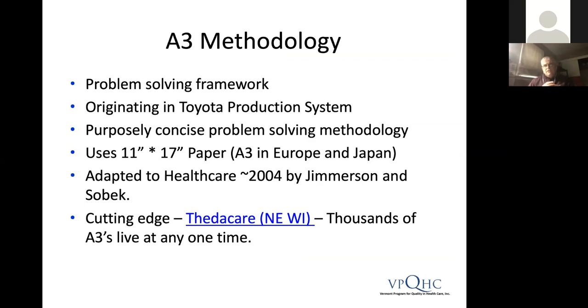So let's take a look at the methodology. Well, it's a problem-solving framework. It originated in Toyota Production System, as we talked about. And it uses 11-inch by 17-inch paper, which is classified as A3 in Europe and Japan, which is where the A3 name comes from. About 2004, it was adapted for the healthcare environment by Sid Jinnison and Durwood Sobek. And it's gradually, over time, become somewhat of a de facto system for problem solving. Some major healthcare systems have thousands of these things live at any one time. They work, but they need the right environment to be able to work within, and that's one thing that we'll talk about.